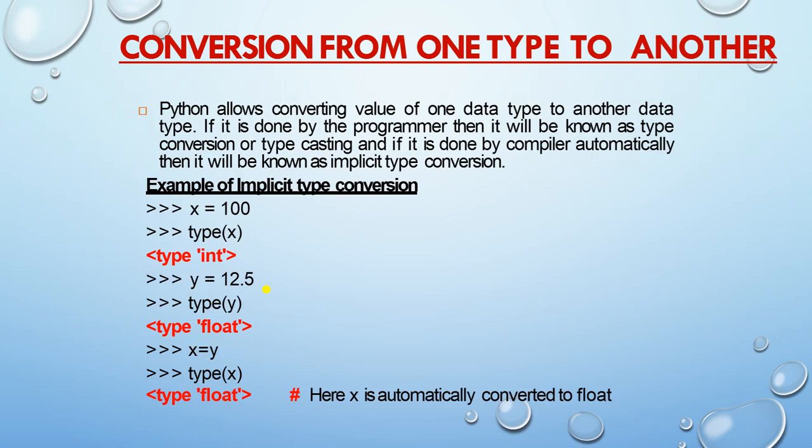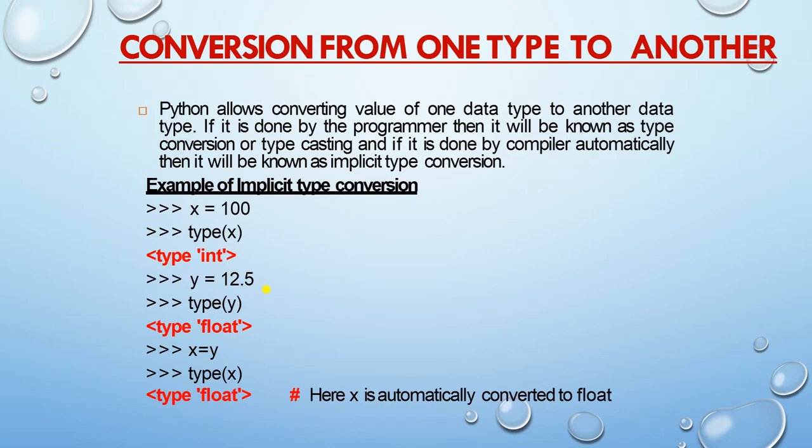First we will discuss implicit. Python allows converting the value of one data type to another data type. If it is done by the programmer, then it is known as type conversion or typecasting. And if it is done by the compiler automatically, then it is known as implicit type conversion.